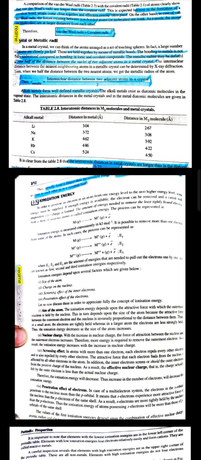In a metal crystal, we can think of the atoms arranged as a set of touching spheres. In fact, a large number of atoms are closely packed. They are held together by means of metallic bonds. The bonding in metals is not understood as well as bonding in ionic and covalent compounds.